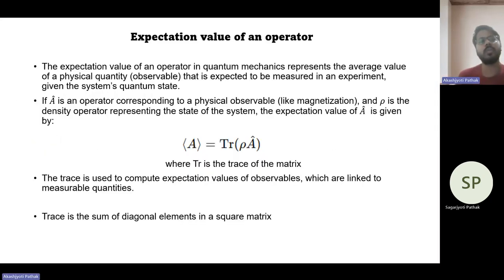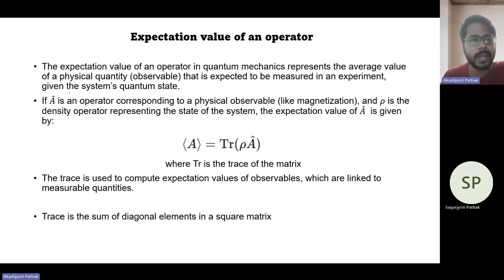Now we will look into what the expectation value of an operator is. What do we mean by expectation value? The expectation value of an operator in quantum mechanics represents the average value of a physical quantity that is expected to be measured in an experiment, given the system's quantum state. So given the system's quantum state, the value that we expect for the quantity we are measuring is called the expectation value.